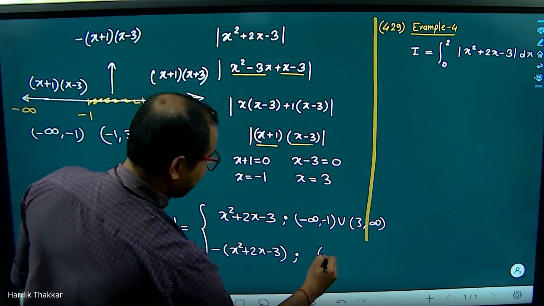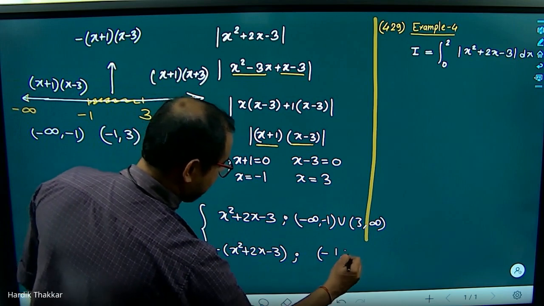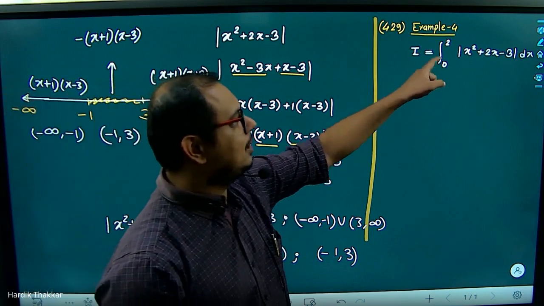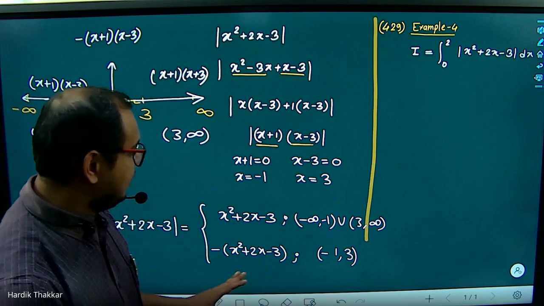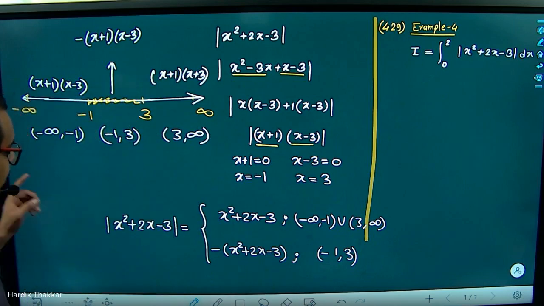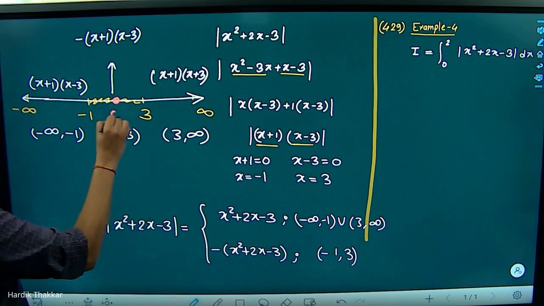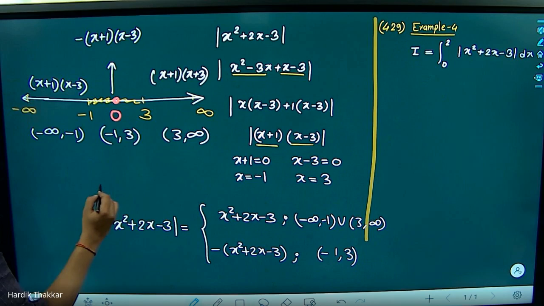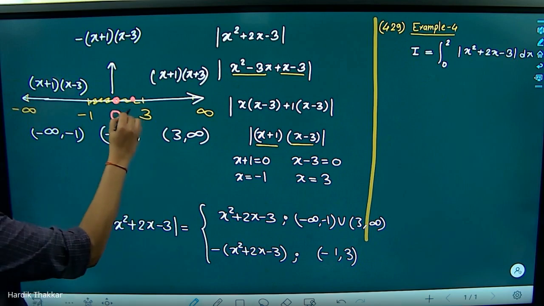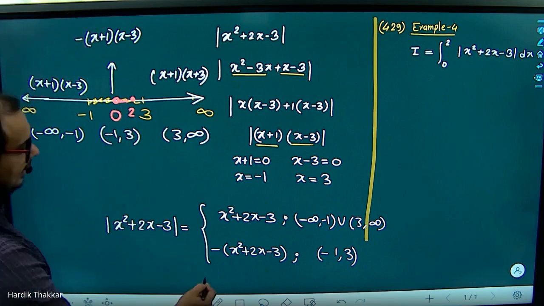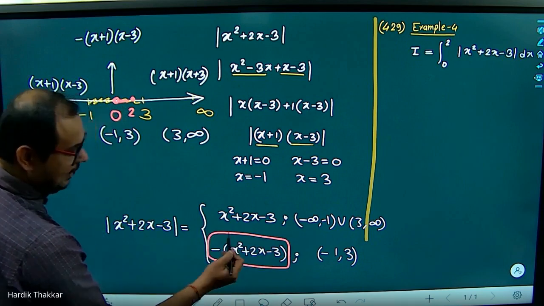So for minus 1 to 3, it will be like this, correct? Okay. Now we have to integrate the function over the interval 0 to 2. So we will see in the interval 0 to 2 exactly where the point 0 lies. It lies between this 0 and 2. 0 and 2 both lie on the same interval. So for this complete interval, the value of function is like this. So we will take this value only of the function, correct?